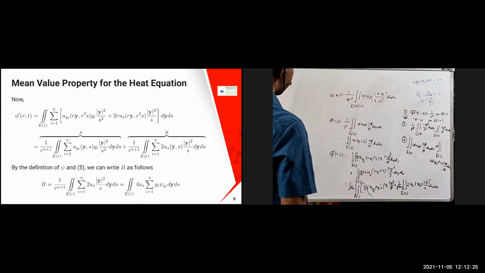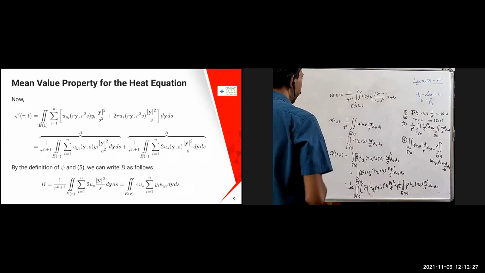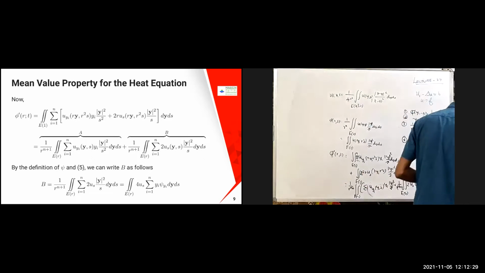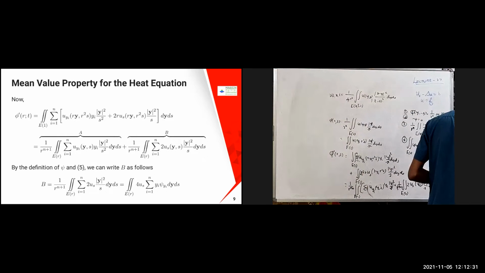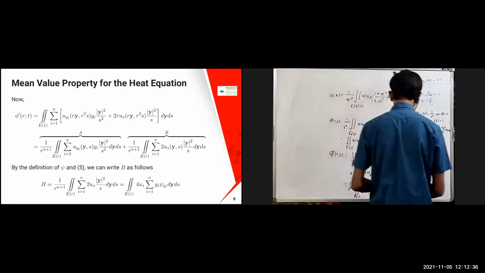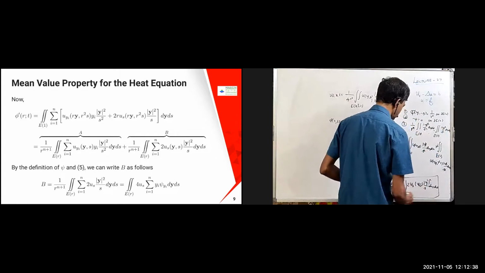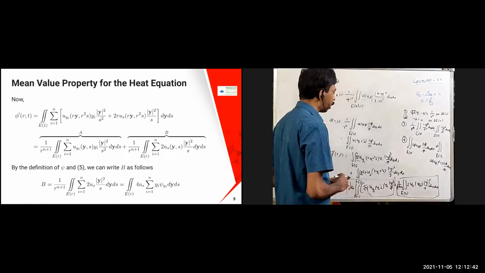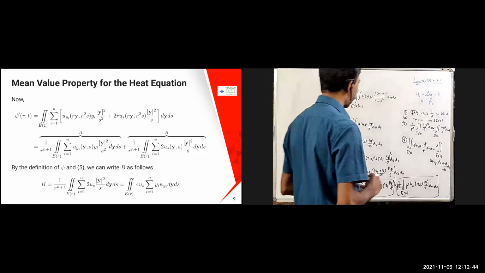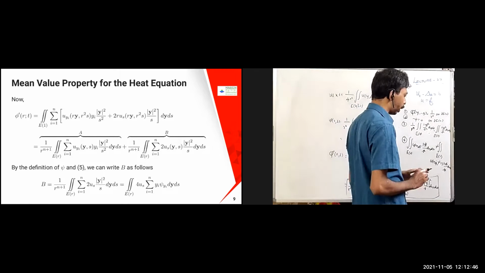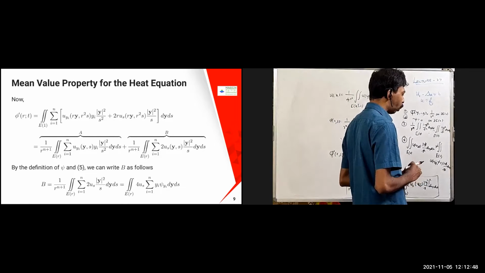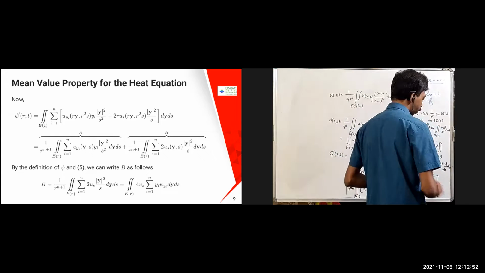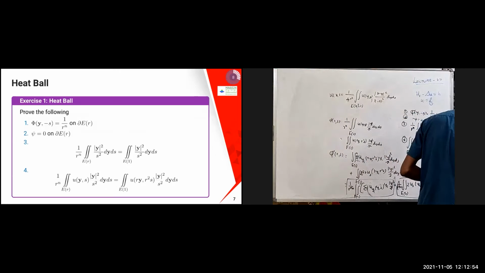So now what we have is this equation, 1 by r power n plus 1. For this, this part I'm going to call b, and this part I'm going to call a. So now let us concentrate on the b. The b part is going to become 1 by r power n plus 1, us into y square by s, dy ds. I'm just going to write this equation.